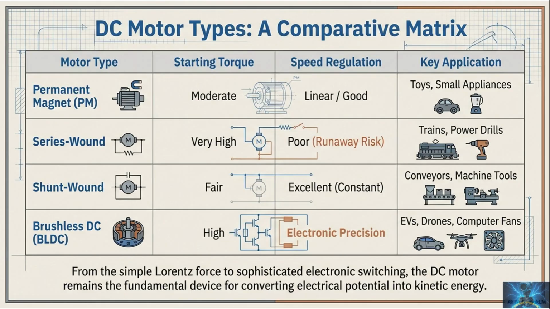Let's summarize the family traits. Permanent magnet. Simple, compact, good for small appliances. Series wound. Very high starting torque, poor speed regulation, runaway risk. Shunt wound. Steadier speed regulation, great for machine tools and conveyors. Brushless DC. Electronic commutation, high efficiency, low maintenance. The big mental model: you choose motor type based on what you need most: starting torque, speed regulation, efficiency, maintenance burden, or controllability.